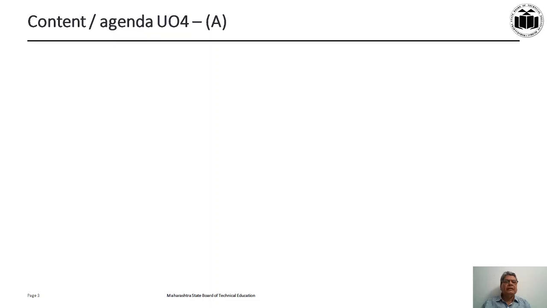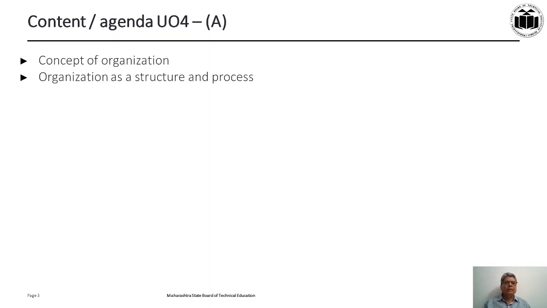Now, what is the content of this part? Concept of organization, then organization as a structure and process, line organization. So we'll understand what is line organization. We'll understand functional organization and we'll go through the references.